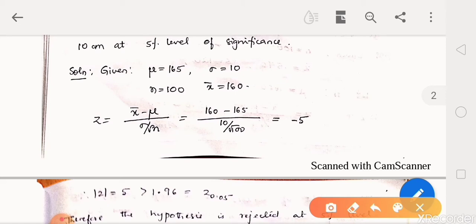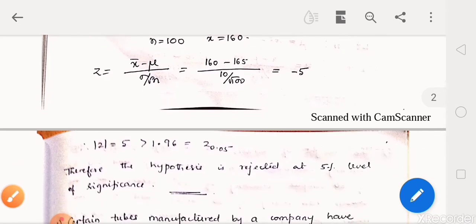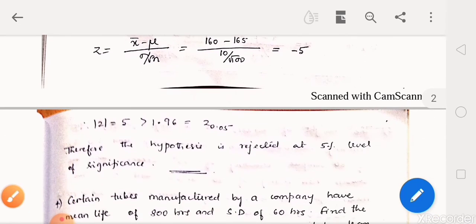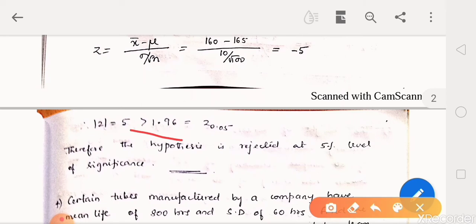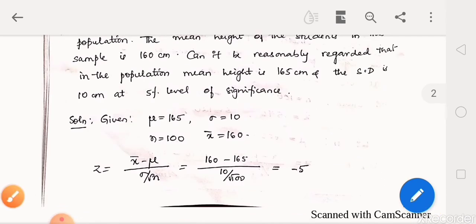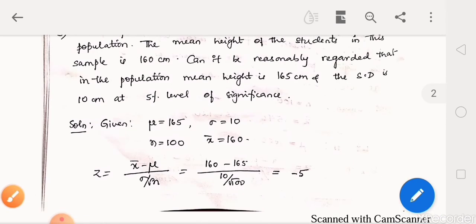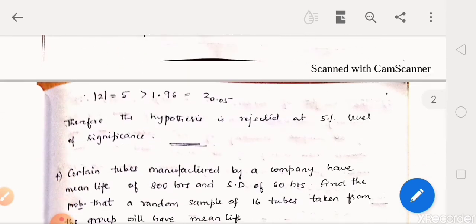Substituting all these values, we get z as minus 5. Considering the positive value, mod z is equal to 5, which is greater than 1.96, the critical value of z at 5% level. So the hypothesis is rejected. That is, we can't consider that the population has a mean height of 165 cm and a standard deviation of 10 cm at 5% level of significance.